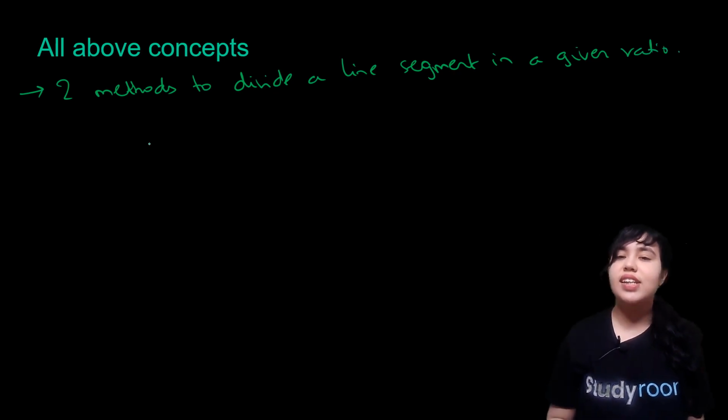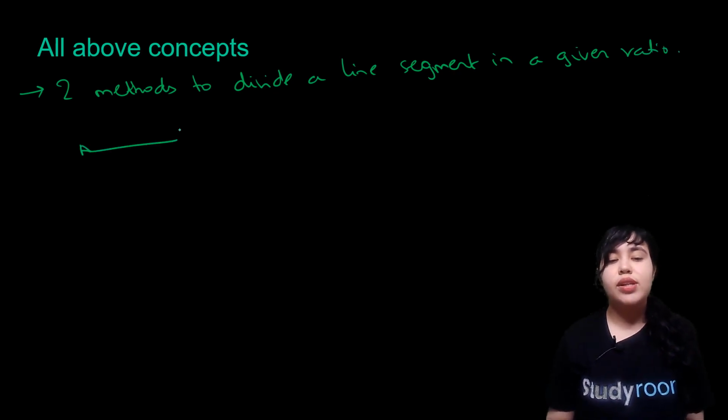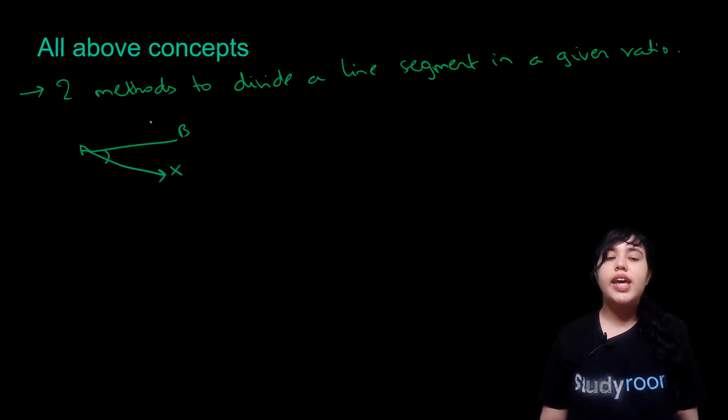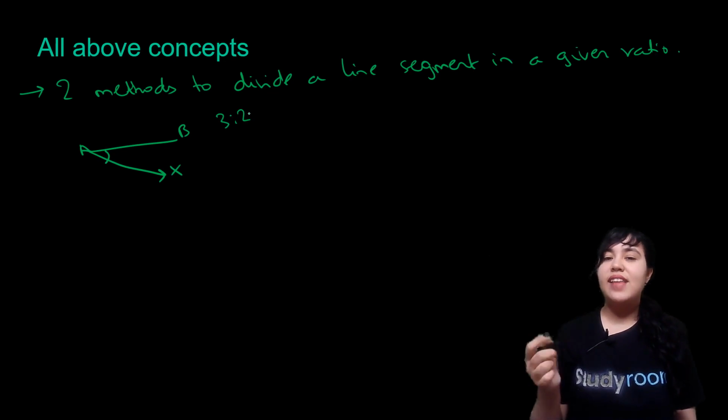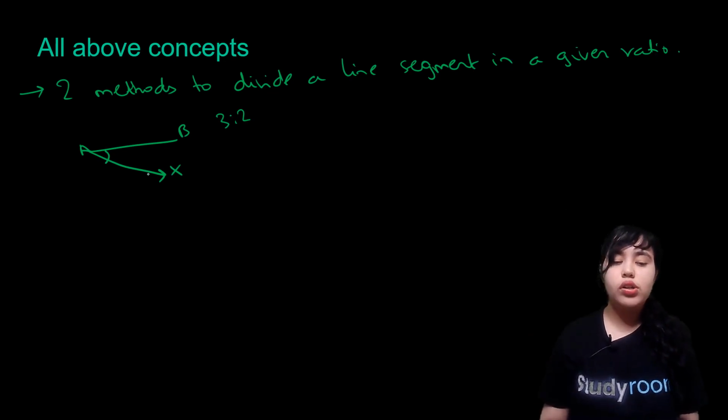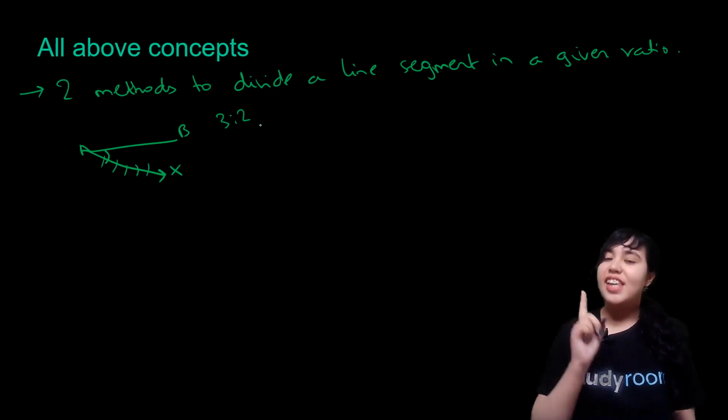So let me quickly discuss one method with you. Let's say I've been given a line segment AB. You make a ray AX such that it makes an acute angle with AB. Now, for example, if I want to divide this line segment AB in the ratio 3:2, I will take M plus N, that is 3 plus 2 points in this case, on your ray AX. So I will take A1, A2, A3, A4, A5. What's so special about these points? That all of them are equidistant.